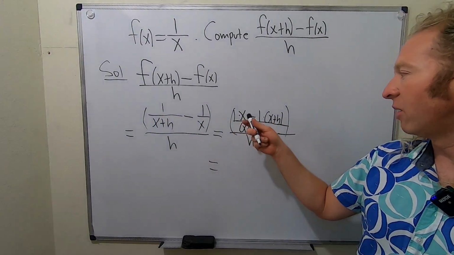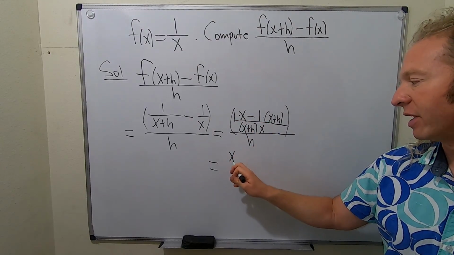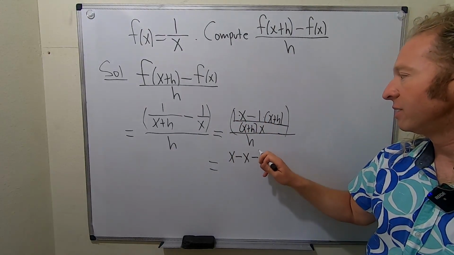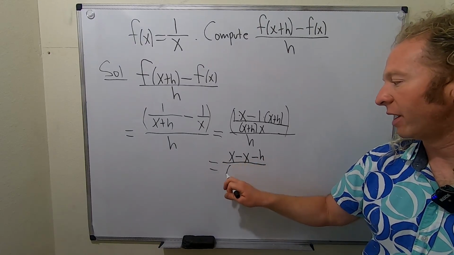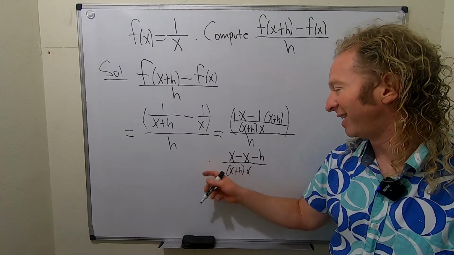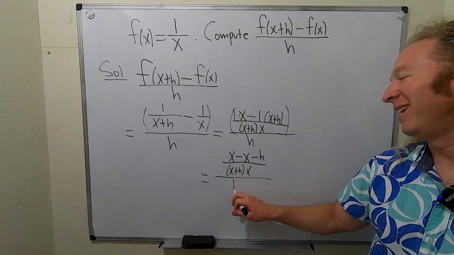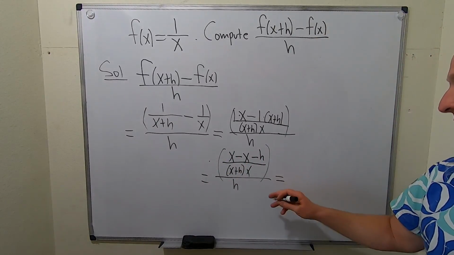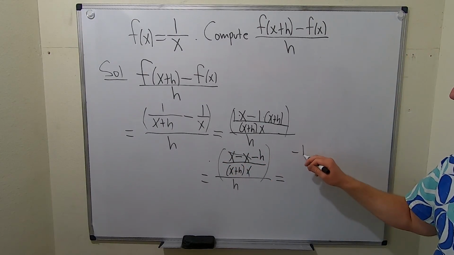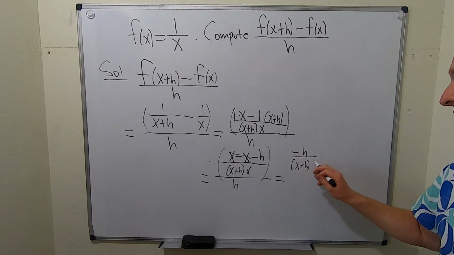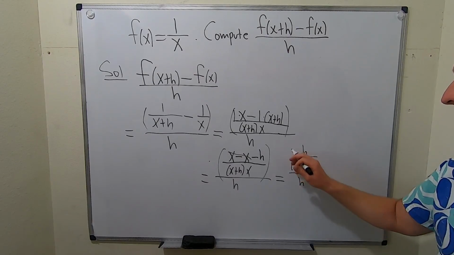Let's keep going. I'm going to rewrite it and show every step. Minus x, right, distributing the minus 1, minus h, all over x plus h times x, and there's my equal sign again, all over h. There we go. All right, so this is equal to, the x's cancel, so we get negative h over x plus h times x over h.